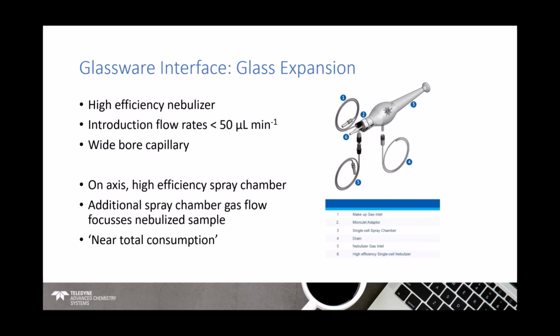And then nebulized droplets are then introduced into this spray chamber. So this is a high efficiency spray chamber with additional gas flows to guide the nebulized droplets to the ICP-MS. Now this is because we're looking at flow rates around 10 to 20 microliters per minute, and we're talking about typically low volumes, so this is nearly a total consumption process.